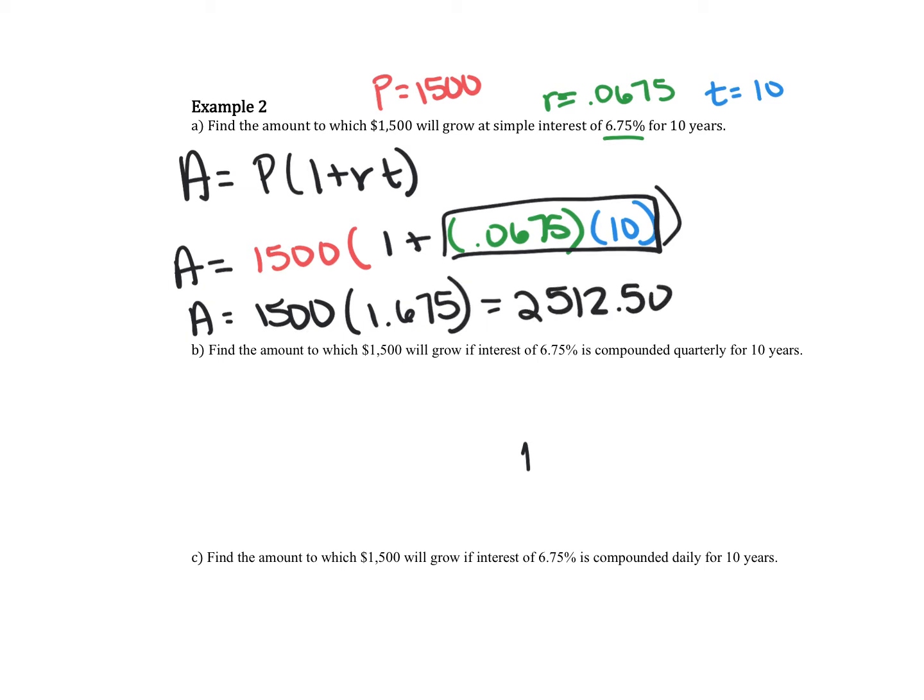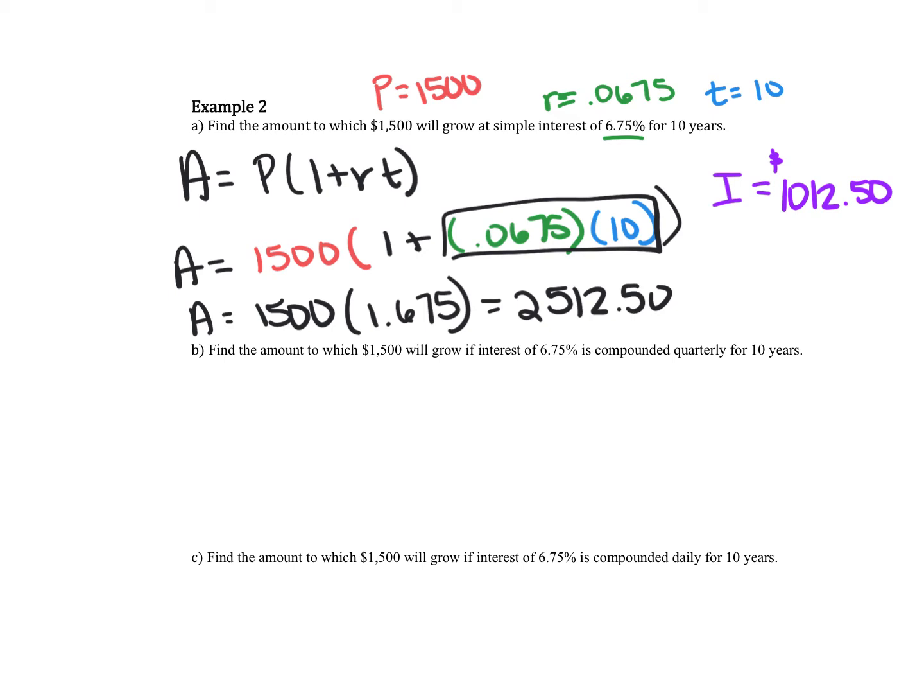Notice that I started out with $1,500, and after 10 years at this particular rate, I've grown to this amount. To find the interest alone, which is I, we take this value and subtract the original value, so minus 1,500. And I can see that in interest alone, I've gained $1,012.50. So that's annual compounding, compounding one time a year, or simple interest, which is what it literally is.